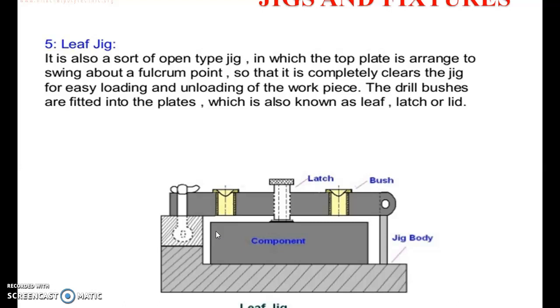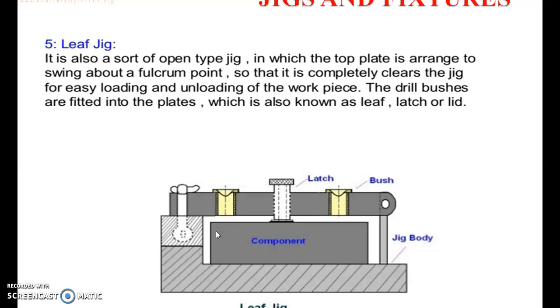In my previous videos, we already discussed chapter number 6, which is named jigs and fixtures, where we discussed the types of jigs. Let's continue from my previous video. Let us discuss the jig which is named leaf jig.